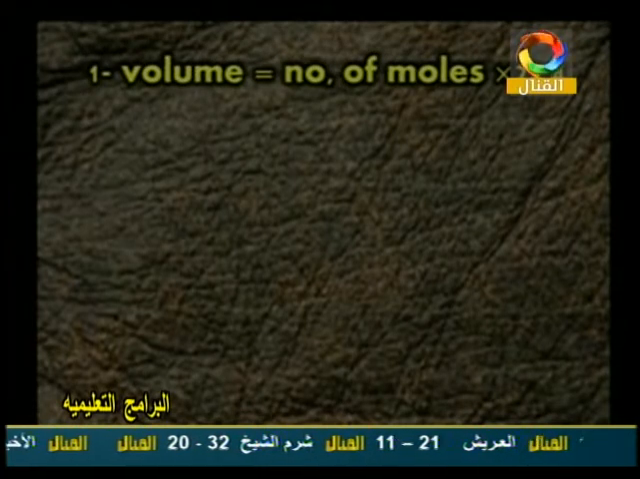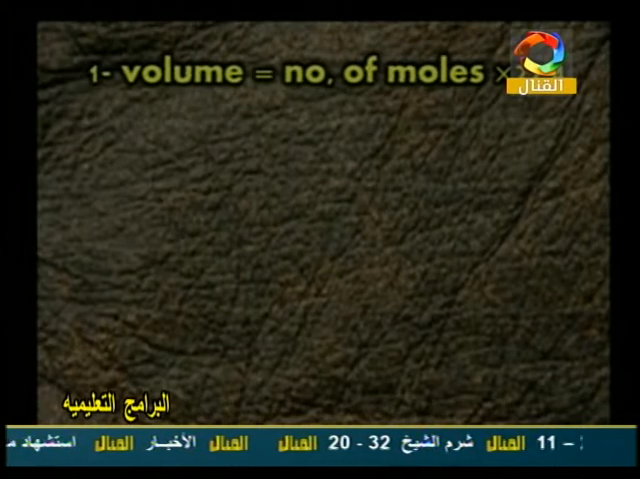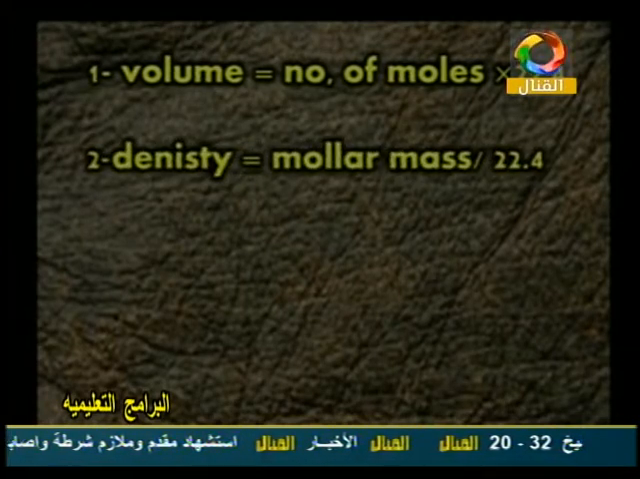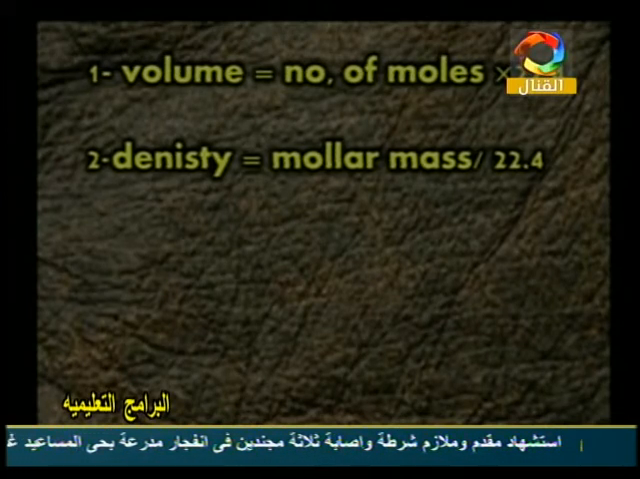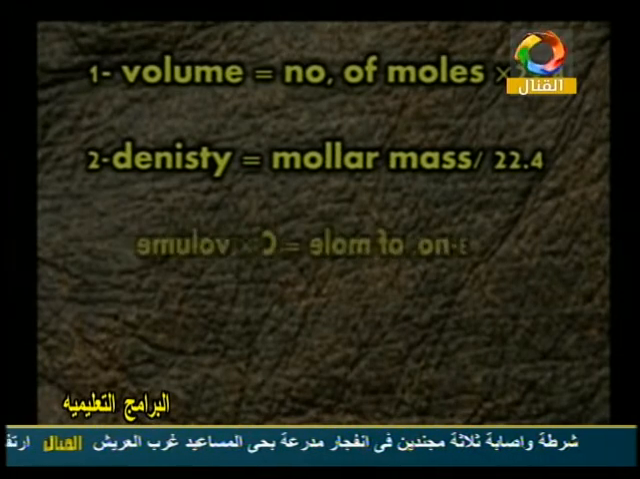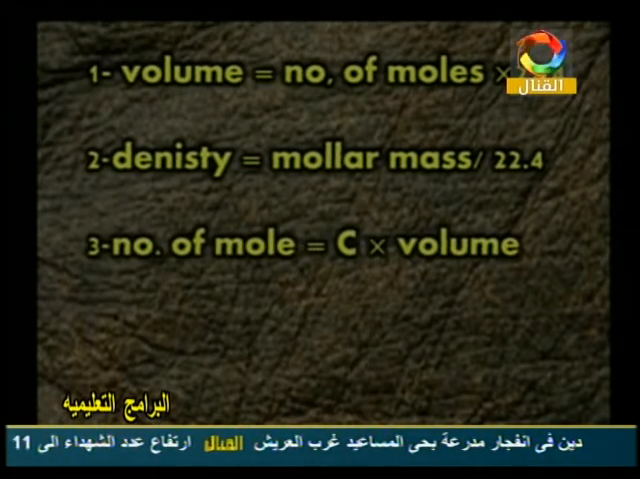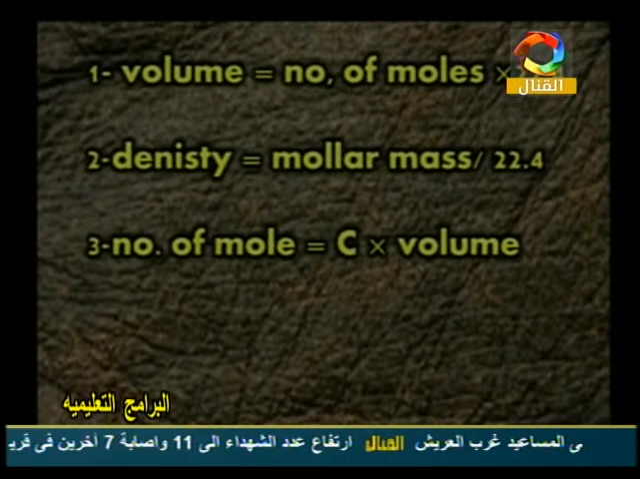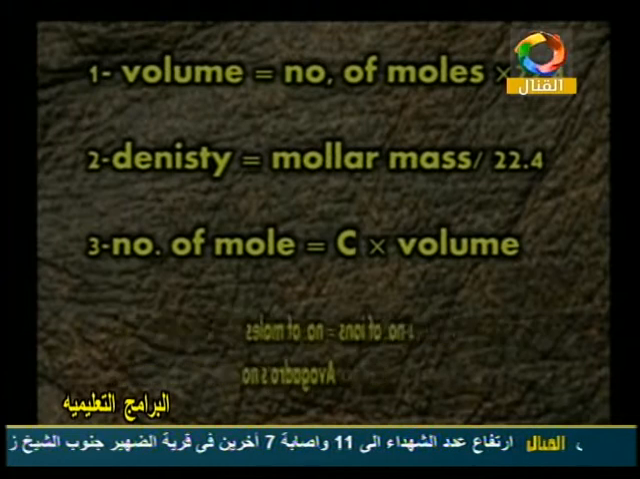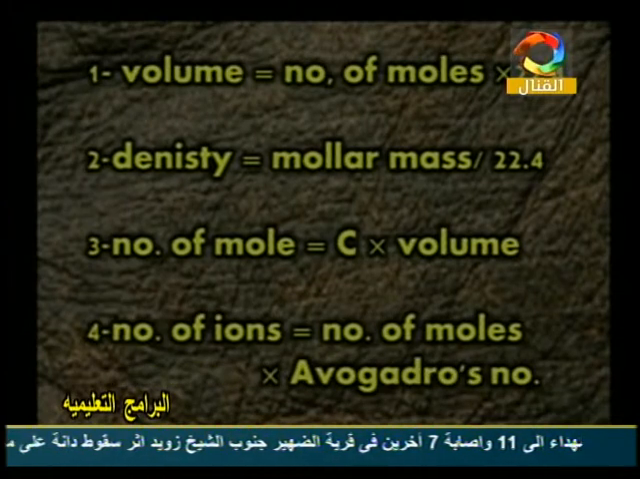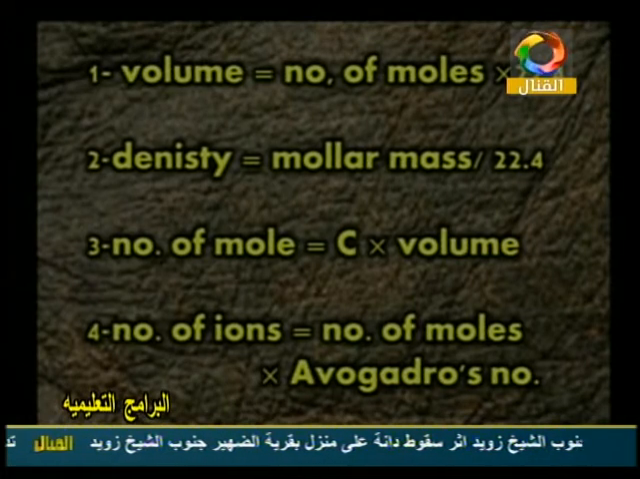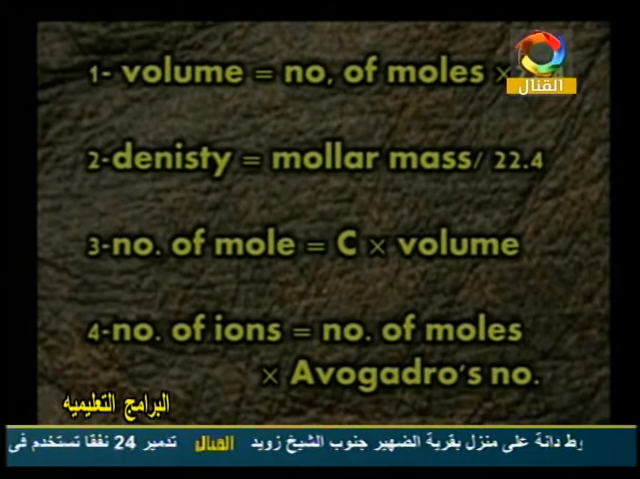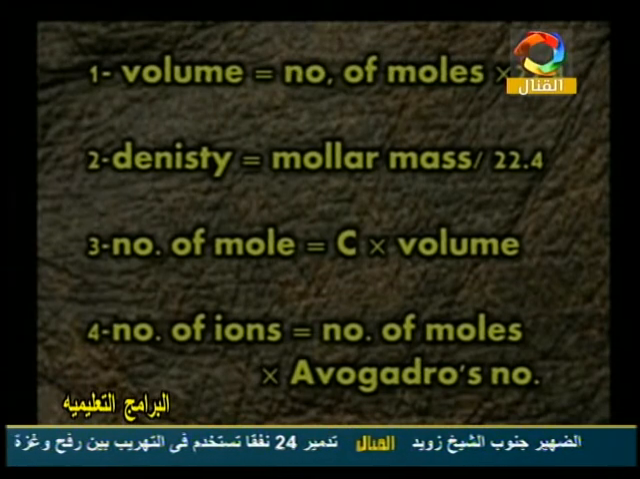At the beginning, ask yourself, what is the volume? The volume equals number of moles by 22.4. So, what do you do after that? I find density equals molar mass per 22.4. Easy. This is a mathematical relation. What about the third one? Number of moles equals C by volume. Wonderful. What about the fourth? Number of ions equals number of moles by what? Avogadro's number. Good, my dear. It's very important to know these laws, mathematical rules.